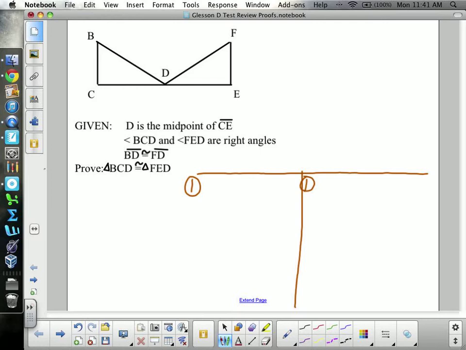So we're given D as the midpoint of CE. That is given. Now, that doesn't give me any congruent parts. Actually, it's going to, but I have to say what the congruent parts are. I don't go to my next given until I get some congruent parts or something going on that's going to help me. So D is the midpoint of CE. What parts are congruent as a result of that statement, Brittany?